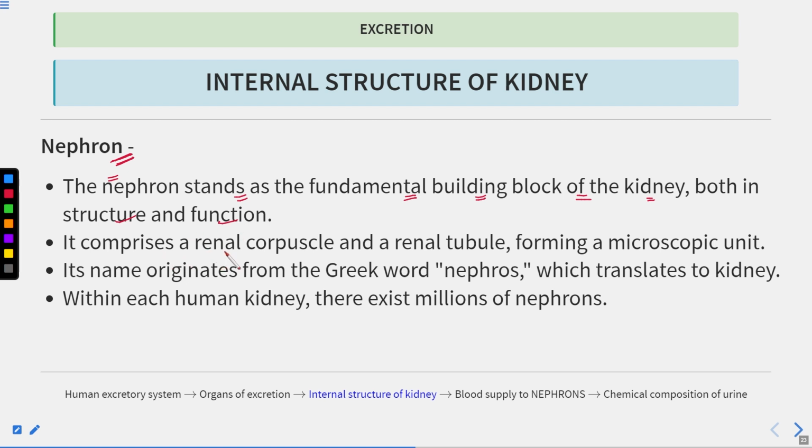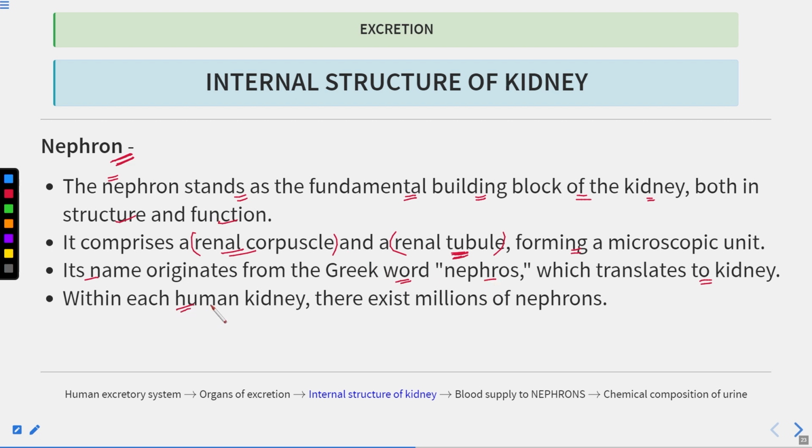It comprises a renal corpuscle and a renal tubule, forming a microscopic unit. We will study this when we study the internal structure of the kidney, about the renal corpuscle and renal tubule. These renal corpuscles and renal tubules are also a part of the nephron. Its name originates from the Greek word nephros, which translates to kidney. So from where is the word nephron derived? It is derived from the Greek word nephros, which means kidney.